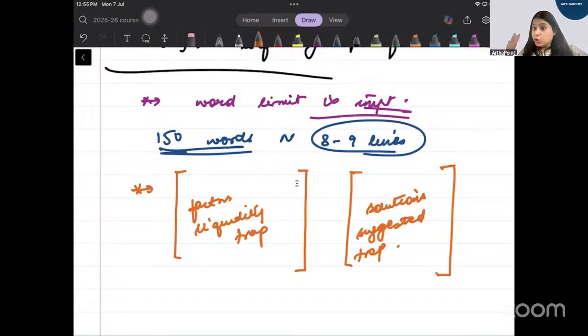Answer done. You don't have to explain them in 150 words, like we will explain negative interest rate in 4 lines and fiscal intervention in 5 lines. No, that is not supposed to be done. That's not the way to write this answer, right?